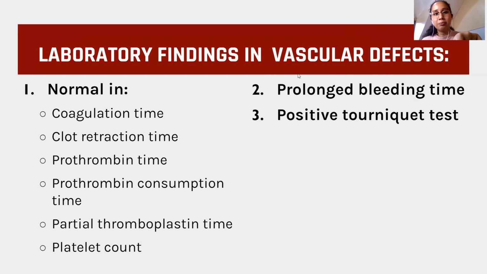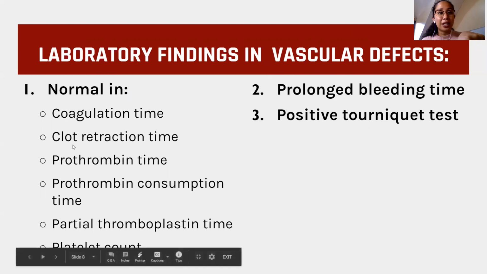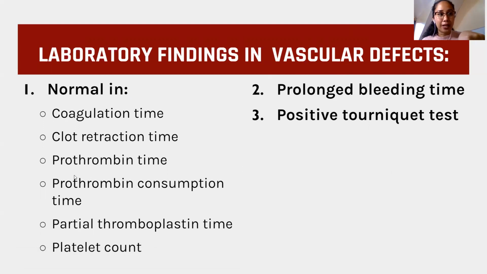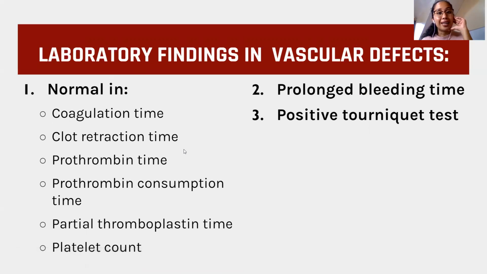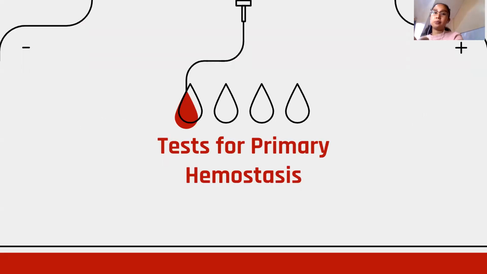So may grade 1, 1+, 2+, 3+, ganyan. But class, you are normal in your coagulation time, clot retraction time, prothrombin consumption time, partial thromboplastin time, platelet count. Because class, these are tests under your secondary hemostasis. Ma'am, yung platelet count, ganyan. So class, since these are vascular defects naman, hindi affected ang platelet. So, test for primary hemostasis.